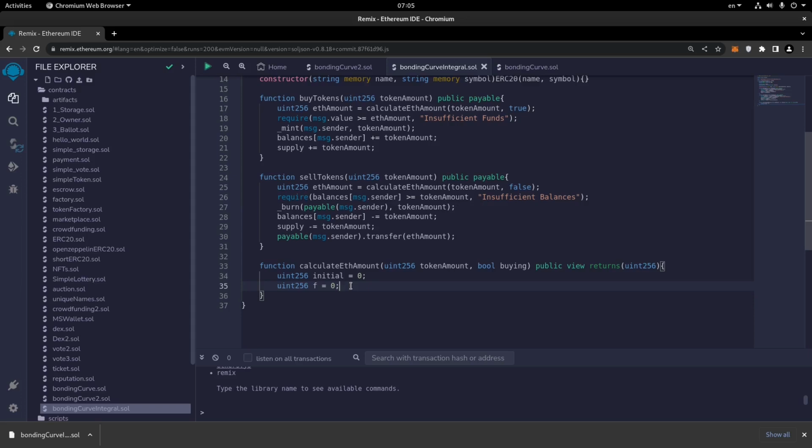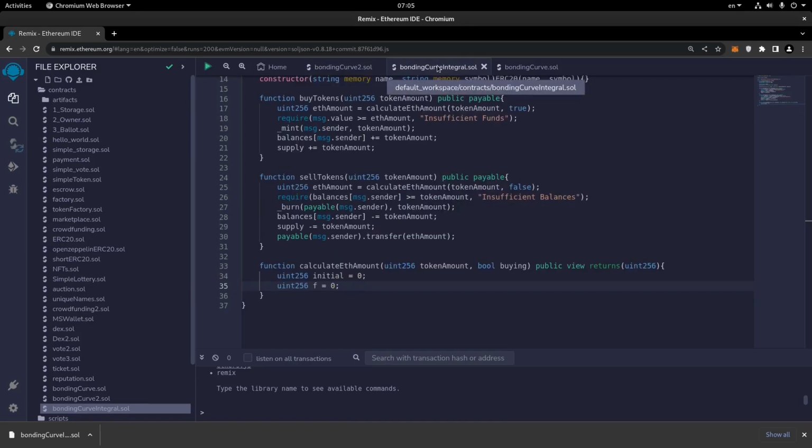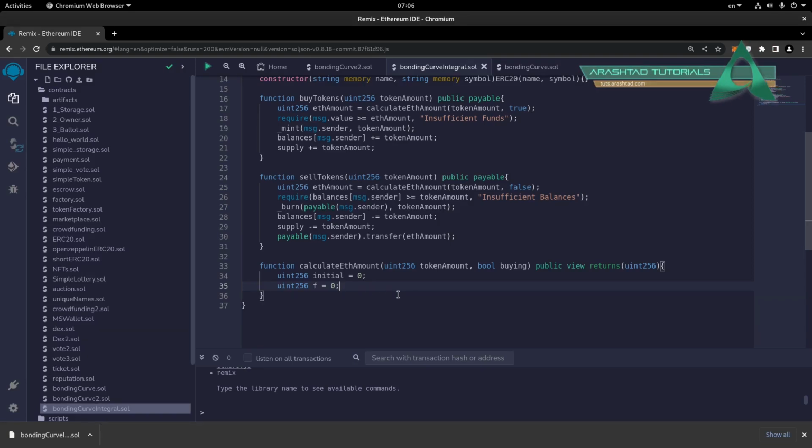If you're not familiar with calculus or integrals, I suggest you follow bonding curve 2.sol, because this is going to work exactly the same but it's not as optimized as the bonding curve integral.sol. This is much more optimized, and it's a very simple mathematical concept. But if you don't understand it, or if you haven't ever learned it, you can go and Google how integrals work and why we use them. But if you are already familiar with calculus and this very simple integral, then you can follow along with this one and you will simply understand it.